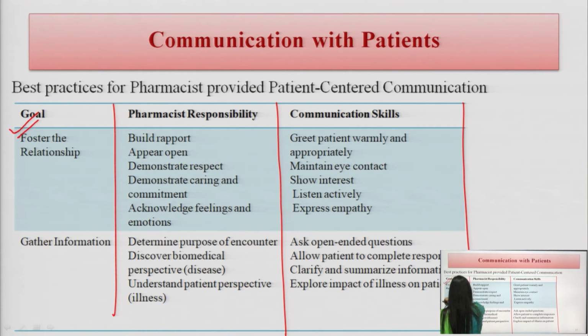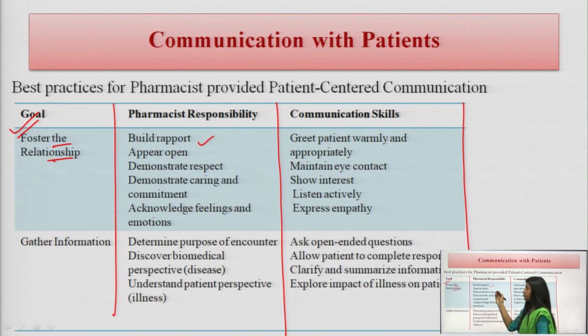Now, the first goal is to foster the relationship. When the patient understands whatever the pharmacist is saying, before this, it is very important to maintain the relationship between the patients and the pharmacist. So what is the responsibility of the pharmacist? We can see. First, build a rapport. Another is to appear open, so ask open-ended questions. Demonstrate respect. Yes, this is very important, as we have also discussed in the code of ethics. Demonstrate caring. Caring should be there with the patients, and there should be commitment. Acknowledge feelings and emotions, meaning the pharmacist should be empathetic.